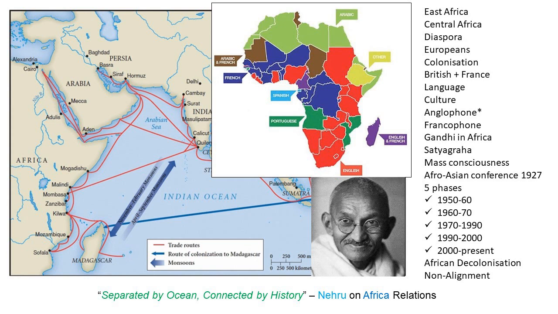Afro-Asian conference, which happened in Brussels, was a conference of all countries in Africa and Asia which were under colonial rule.